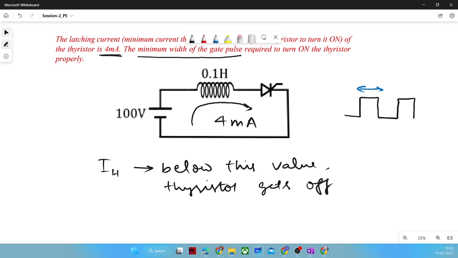So this is the minimum width of gate pulse in terms of seconds. In this question, it should have been mentioned in terms of seconds, right? In time. So this T latch we need to find out. Which expression will we apply here?